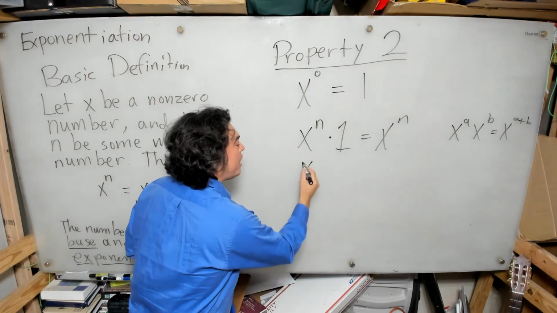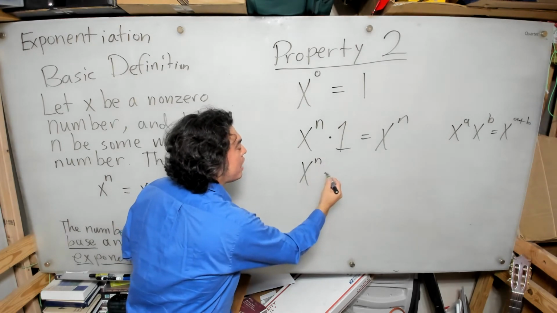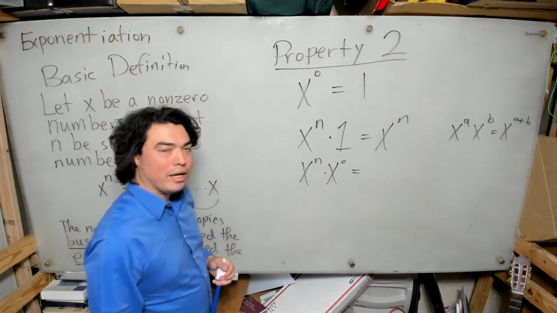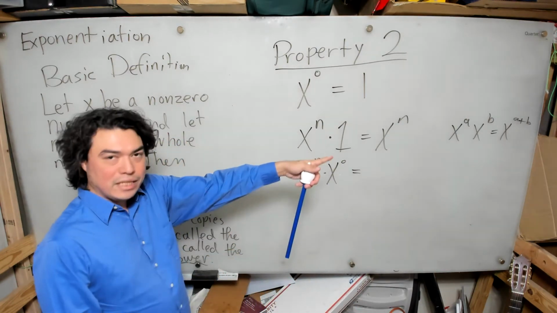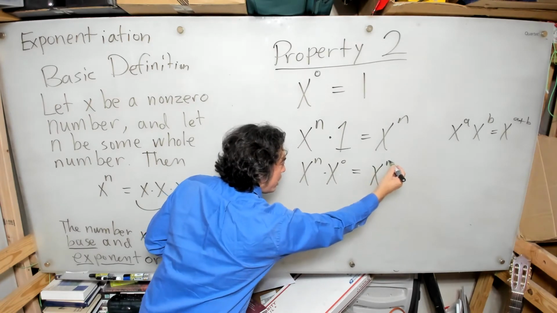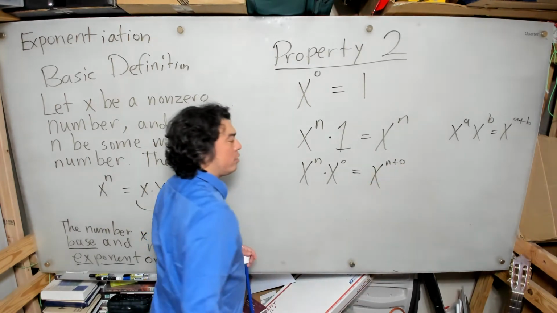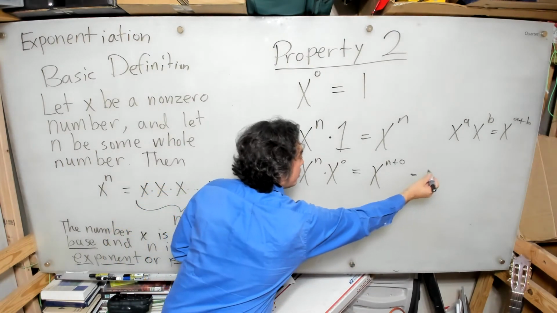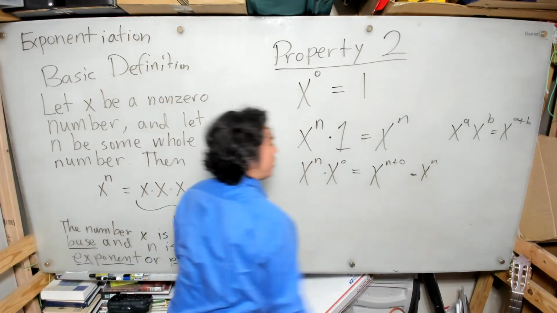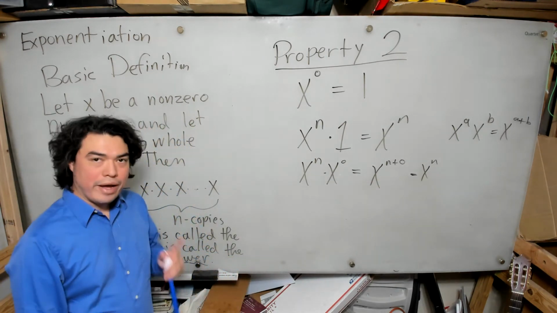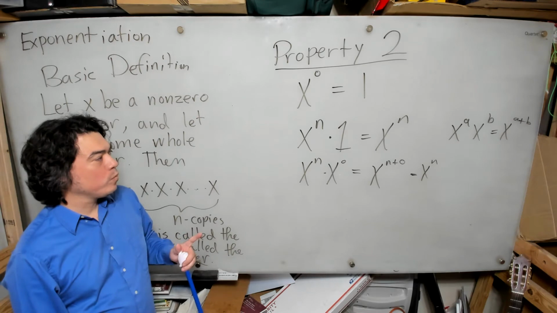So watch this. If I have x to the n times x to the 0 power, what am I going to get? Well, if I take advantage of that property, I'm going to get x to the n plus 0. But what is x to the n plus 0? X to the n plus 0 is just x to the n, okay?